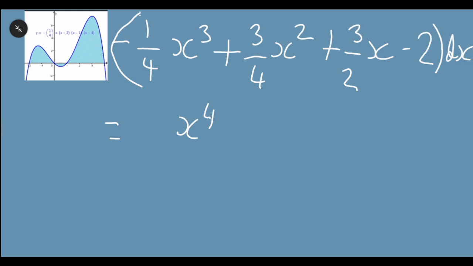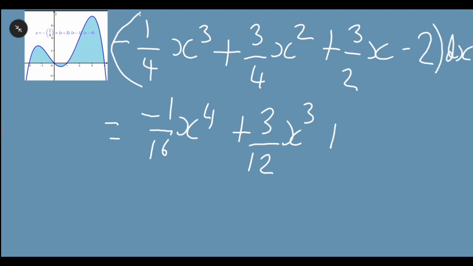And we do minus 1 over 4 divided by 4, which would be minus 1 over 16. Then we do a plus here. We add 1 to the power, which would be x cubed. We do 3 over 4 divided by 3, which would be 3 over 12. You can also rewrite that as 1 over 4, but we'll ignore that for now.